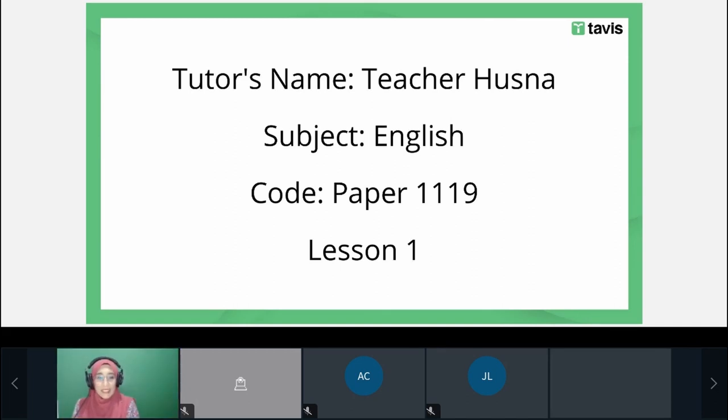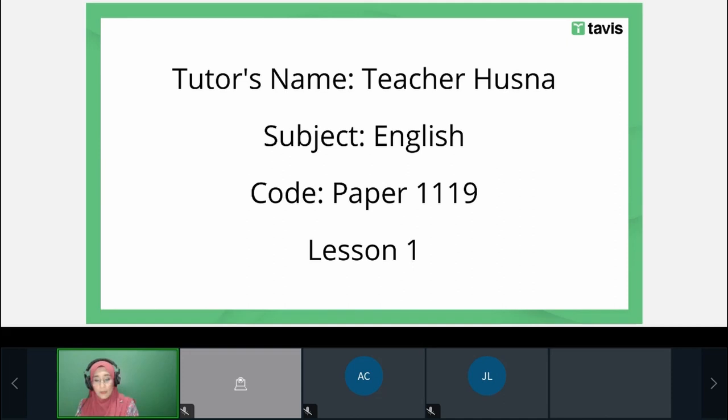So, first of all, why do you think that you have to sit for four papers? Why do we have to sit for four papers, for English especially? Like I said before, we have four different language skills: reading, writing, listening, and speaking. Each of us will have different capabilities in these skills. Maybe you are good at writing, maybe your friend is good at reading, or maybe your other friend is good at listening and speaking, right?